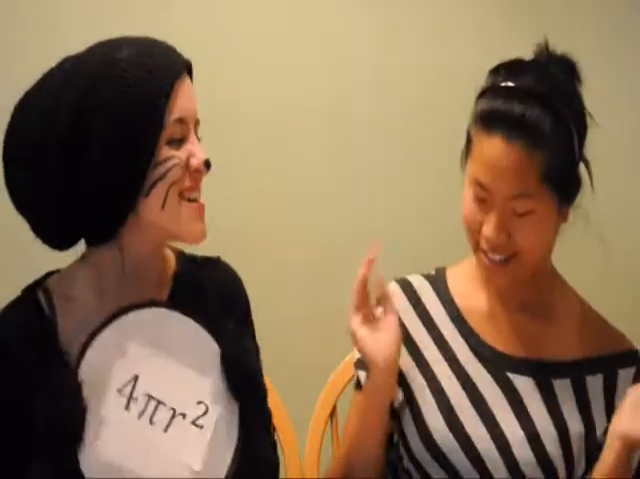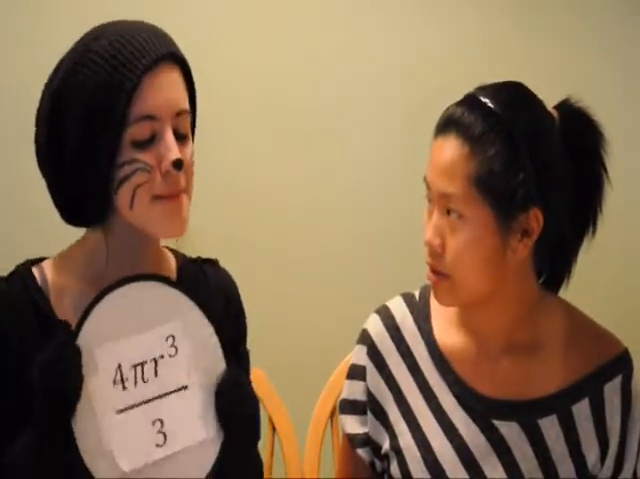So, how would you find the surface area of this new bouncy ball, Sally? 4 times 6 squared pi. And what does that equal? 144 pi. Good job, Sally. Now, what about the volume? 4 times 6 cubed times pi divided by 3. Good job, Sally. Now, what does that equal? 288 pi. Good job, Sally.